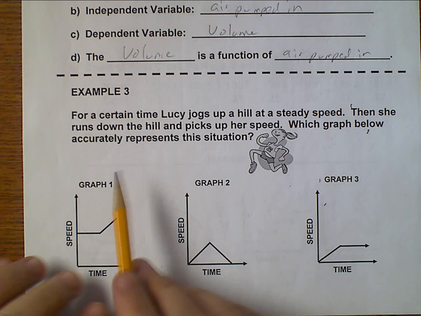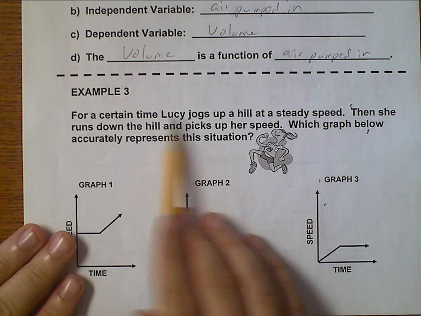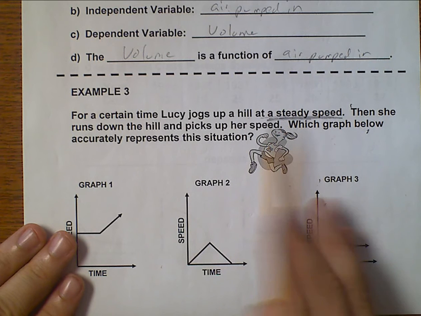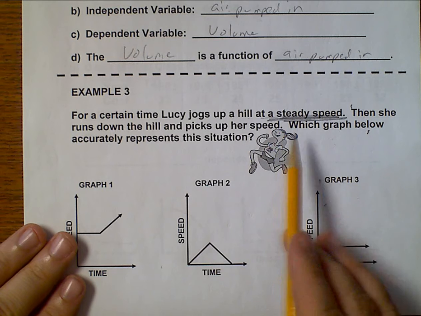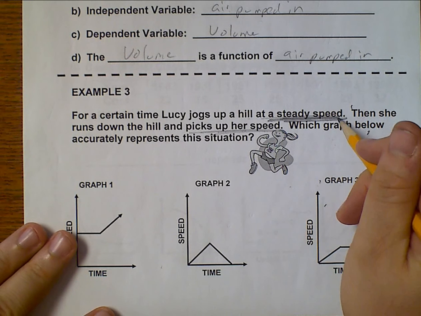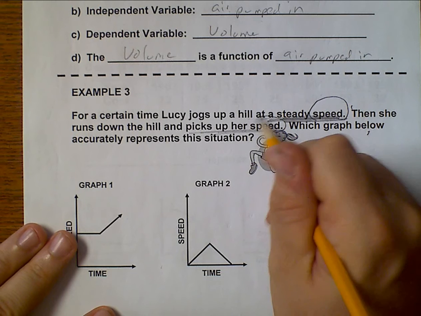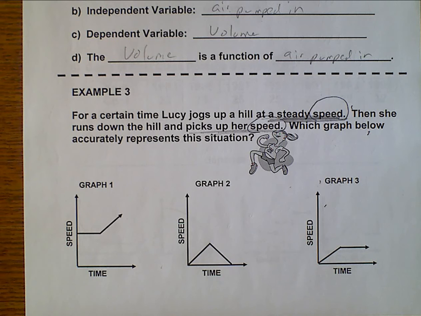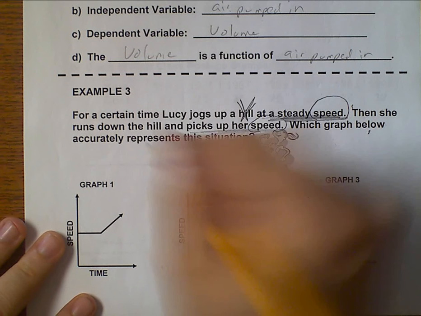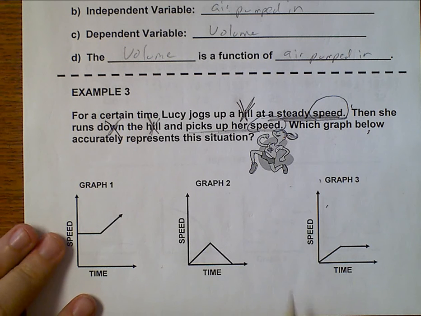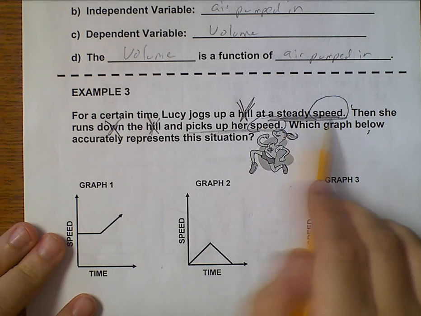So, she jogs up at a steady speed. Then she jogs down and picks up speed. Notice we're talking about speed and time. We are not talking about height. So I don't care about the hill or that I'm going down the hill. All I care is that I'm going at a steady speed, and then I pick up my speed.